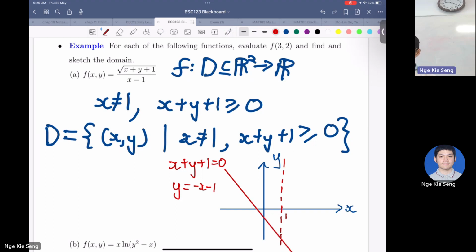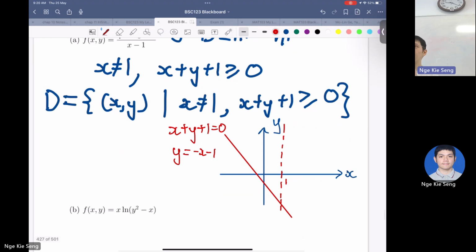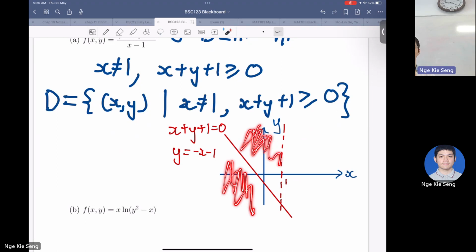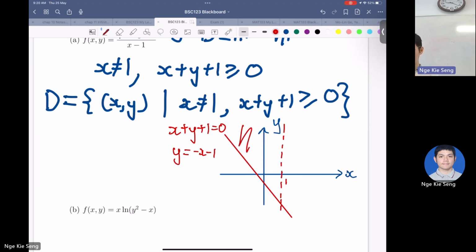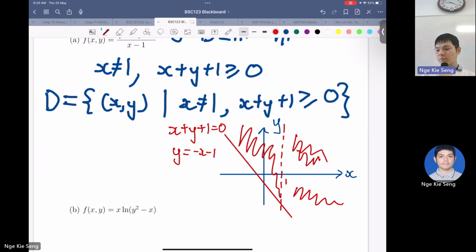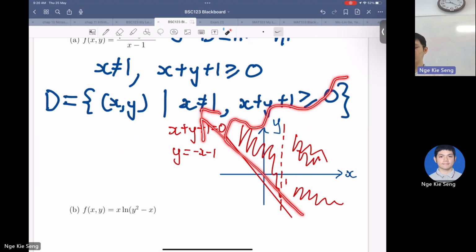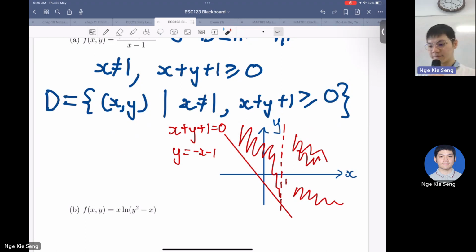But we not only want this line equals 0, right? Anything greater than it, we also accept. So greater than it is the left side or the right side? Right side. So it's everything here and then exclude the line x equals 1. To plot z, you need to create another axis and see what happens here. This is just the domain.